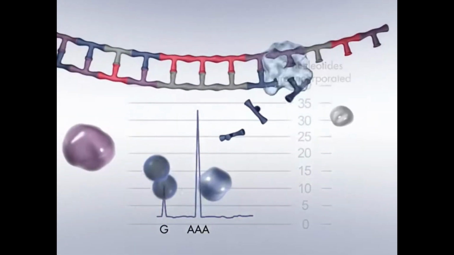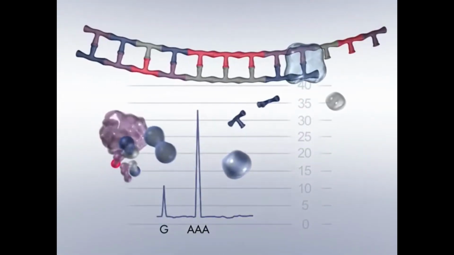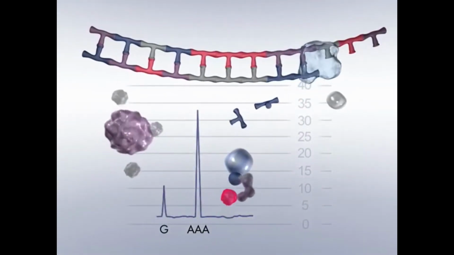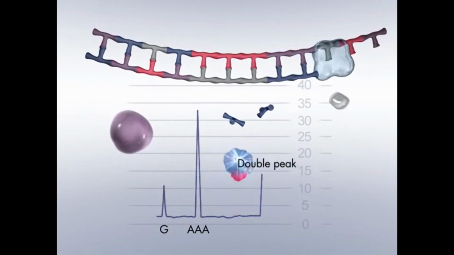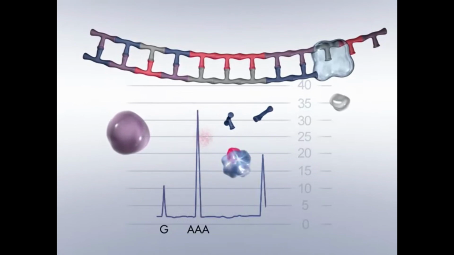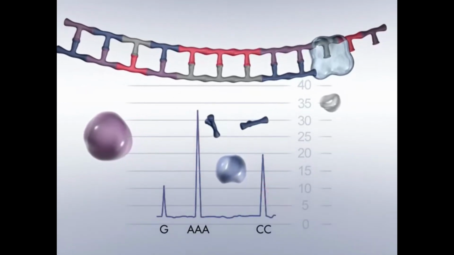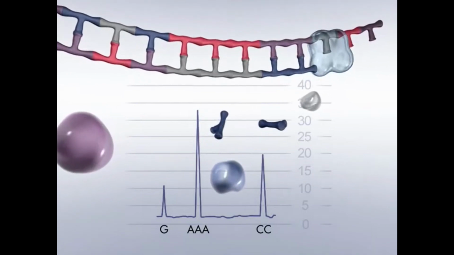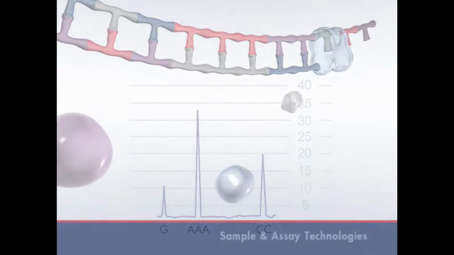Another dispensation of nucleotides takes place. Pyrophosphate is generated, then converted into ATP, and a corresponding light signal results from luciferin oxidation, in this case, a double peak. In this manner, the pattern of light signals recorded in a pyrogram is an easily interpreted representation of the true nucleotide sequence of the analyzed DNA.